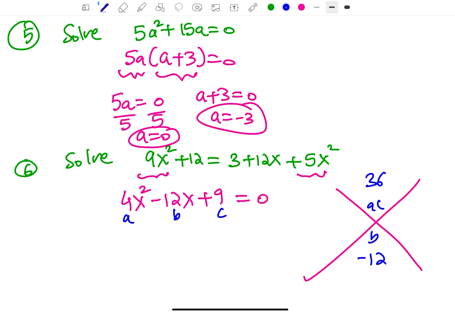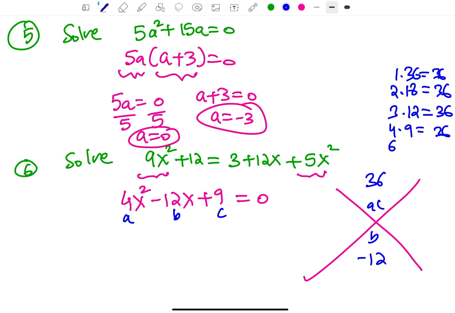Let's make a list of all the factors for 36. 1 times 36 is 36. 2 times 18 is 36. 3 times 12 is 36. 4 times 9 is 36. And keep checking if any of these will add up to 12 or subtract to 12. 5 doesn't divide into 36, but 6 does. 6 times 6 is 36.